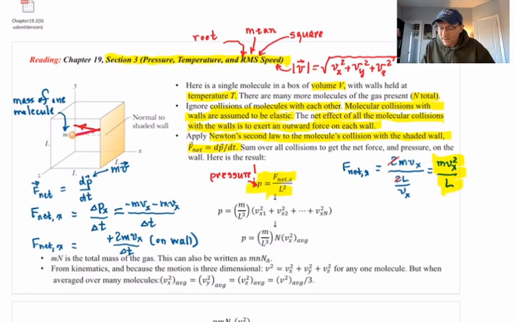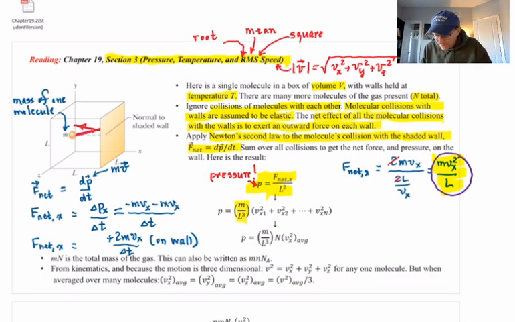So here comes the next line with that in mind. I take this expression right over here, and I have a contribution like that from every single one of the N molecules, and then I divide that by L squared. And this is how I get this next line for the pressure. So now I have out front an m over L cubed, because I have an L downstairs and then I'm dividing by an L squared.